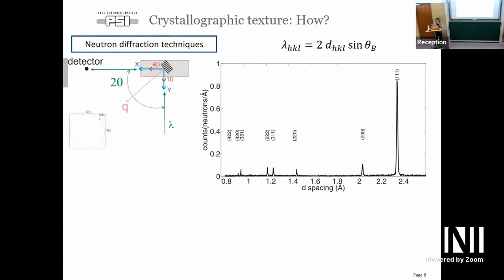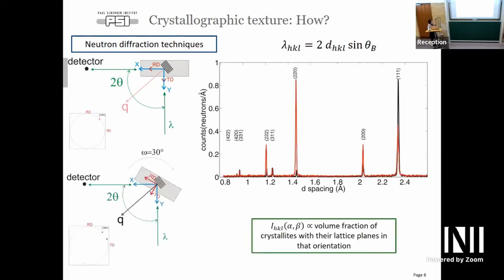So, how do we measure this? The standard way of measuring these things is using diffraction techniques, neutron diffraction or X-ray diffraction. The basic idea is that we have a sample placed in a beam, which could be polychromatic or monochromatic, and we have a detector here. We can plot the diffraction pattern like this. But if we rotate the sample and we have a texture in our sample, the height of this diffraction peak will change, and the area or height of this peak is proportional to the volume fraction of the crystals in that particular orientation.